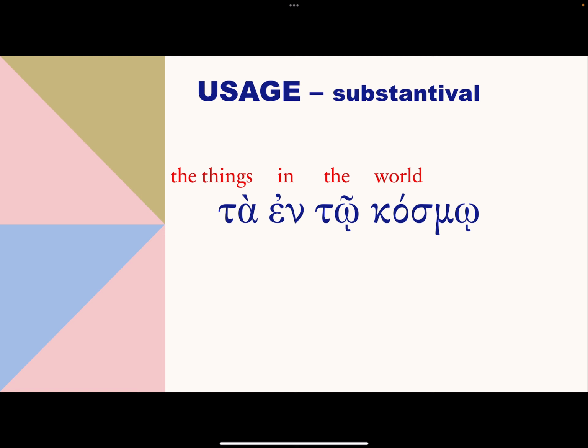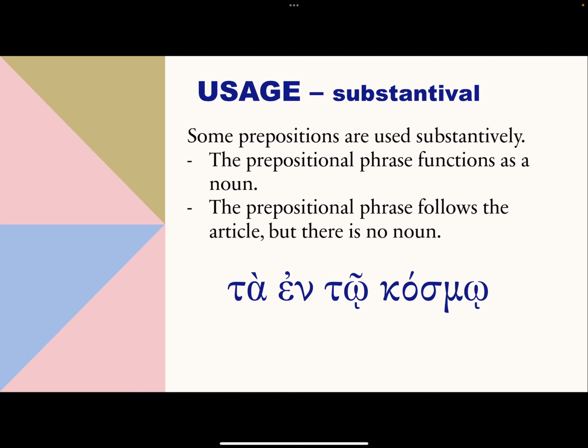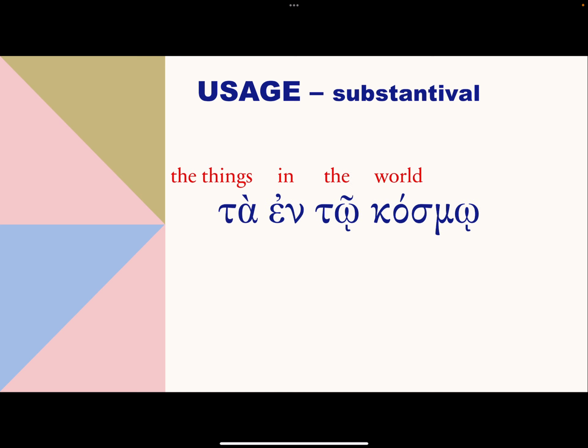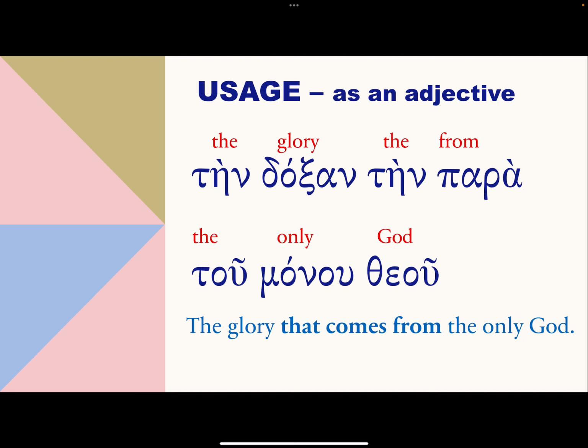But because there's no noun in this sentence, this ta en together sort of act as a bit of a noun, and so it becomes something a little bit vague. The things in the world, or the ones in the world, something like that. Something quite general. But here we've got no verb, no noun, just an article in front of our preposition, and so we call this a substantival use. Again, the substantival and the adjective uses of the preposition are far less common, and a good sort of clue is going to be that there will be an article in front of your preposition.